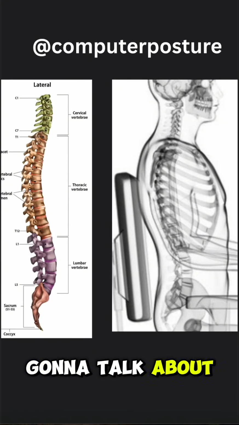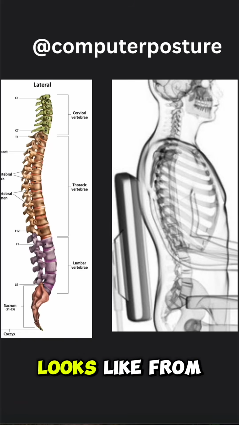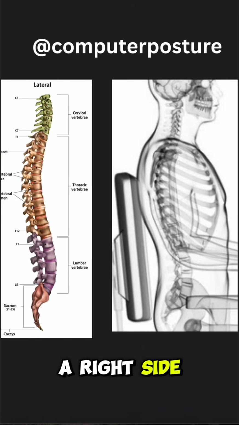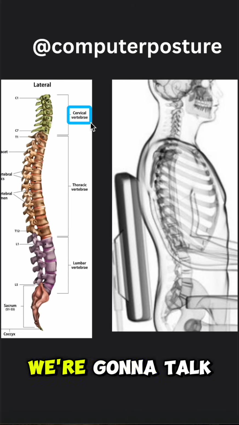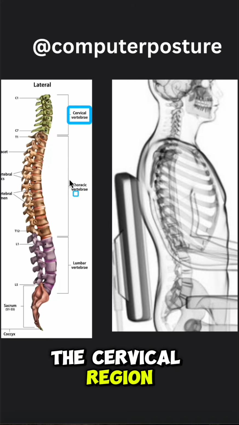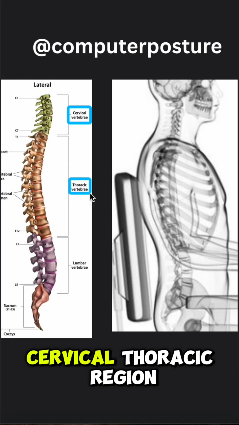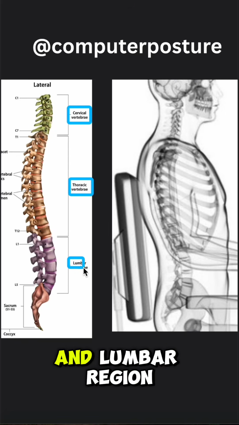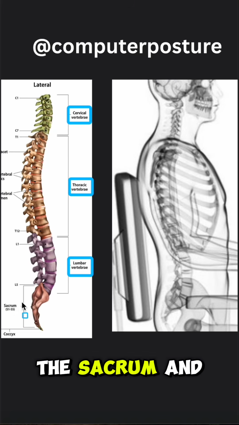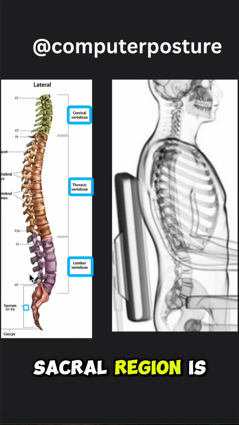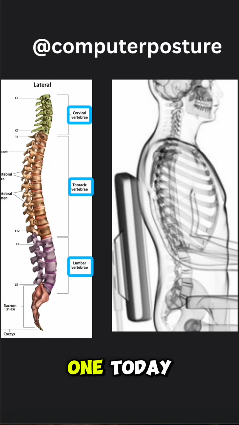Hey, today I'm going to talk about a neutral spine and what that looks like from a right side angle. So first let's take a look at the, well, actually there's four different regions of the spine, but we're going to talk about three of them today. The cervical, thoracic region, and lumbar region. Like I said, the sacrum and sacral region is a different one. We're not going to talk about that one today.